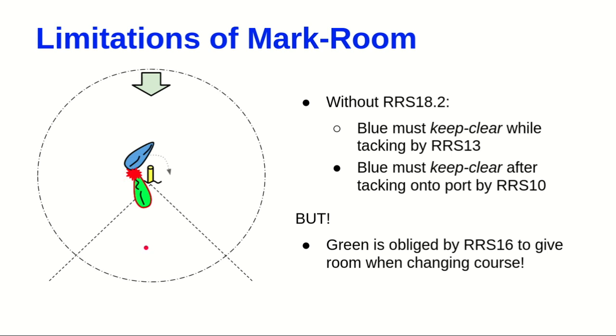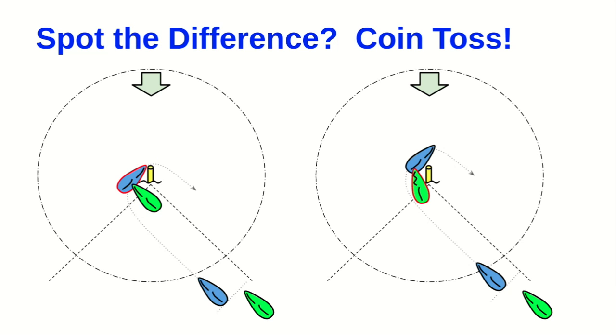But there's a little complication. If blue was actually ahead of green, then green can't start rounding the mark, as the right-of-way boat is obliged not to change course to prevent blue from keeping clear. This can cause a lot of difficulty when unpicking a situation.